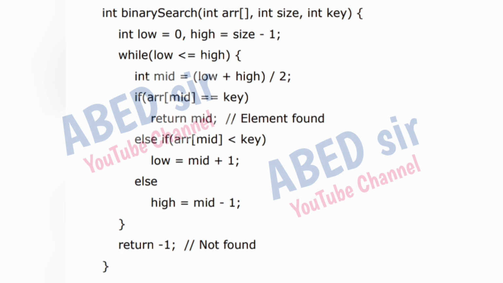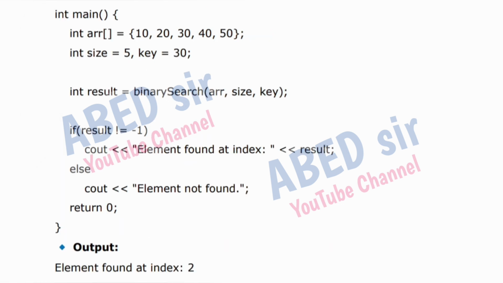int mid = (low + high) / 2; if (arr[mid] == key) return mid; element found. Else if (arr[mid] < key) low = mid + 1; else high = mid - 1; return -1, not found. int main.